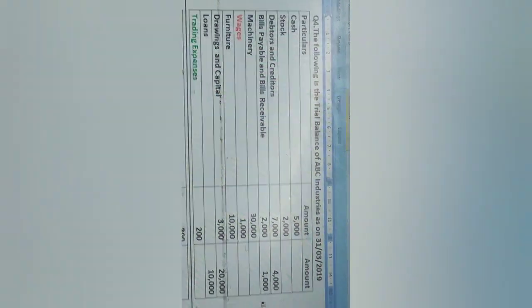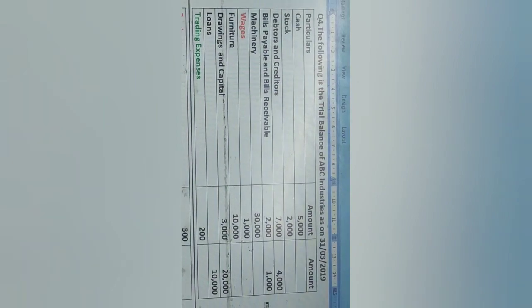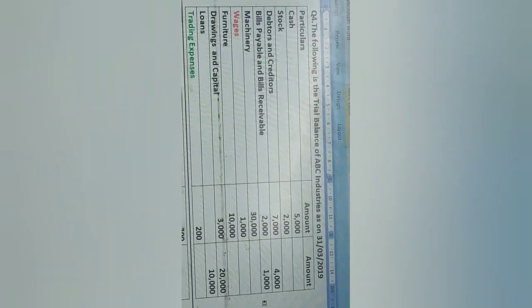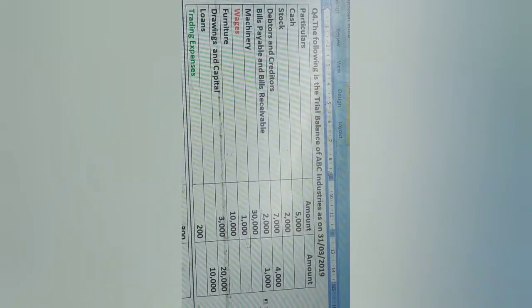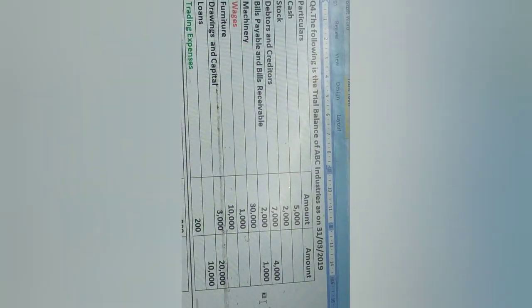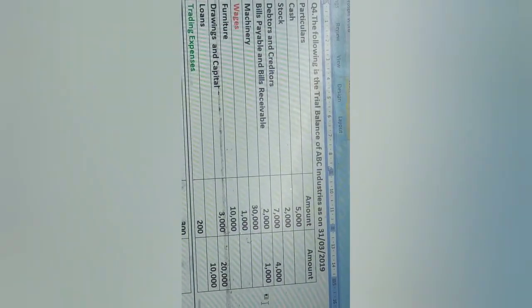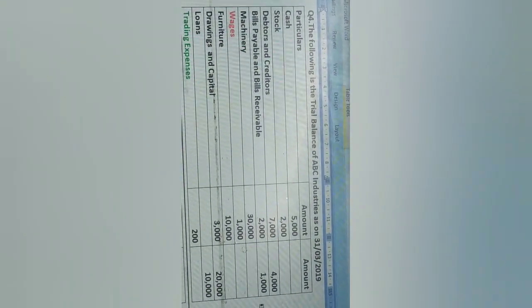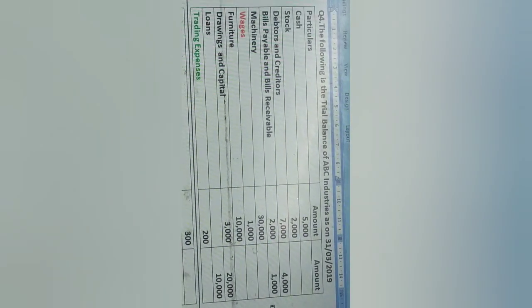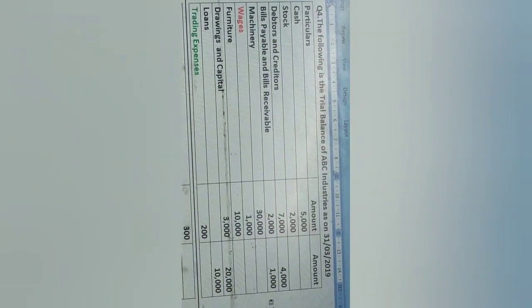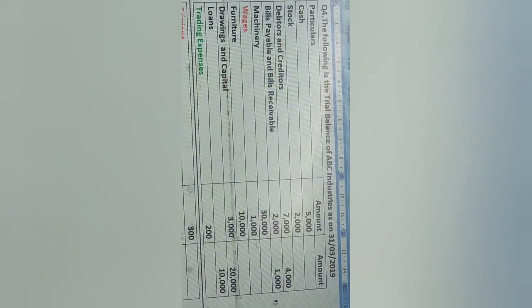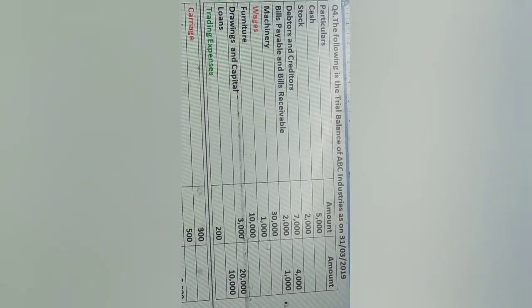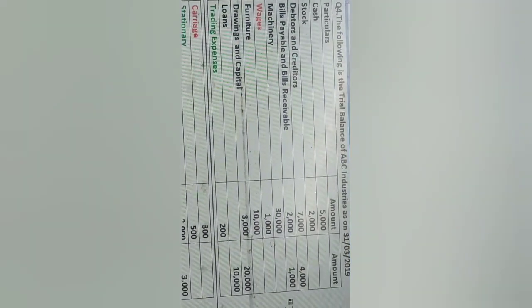Stock 2,000 will also go in the asset side. Debtors 7,000 will go in the asset side. And creditors 4,000 will go in the liability side. Bills payable 1,000 and bills receivable is 2,000. See, there is a crisscross. Machinery 30,000 and furniture 10,000 will go in the asset side, and capital 20,000 will be liability, less drawings 3,000, and loans is 10,000.